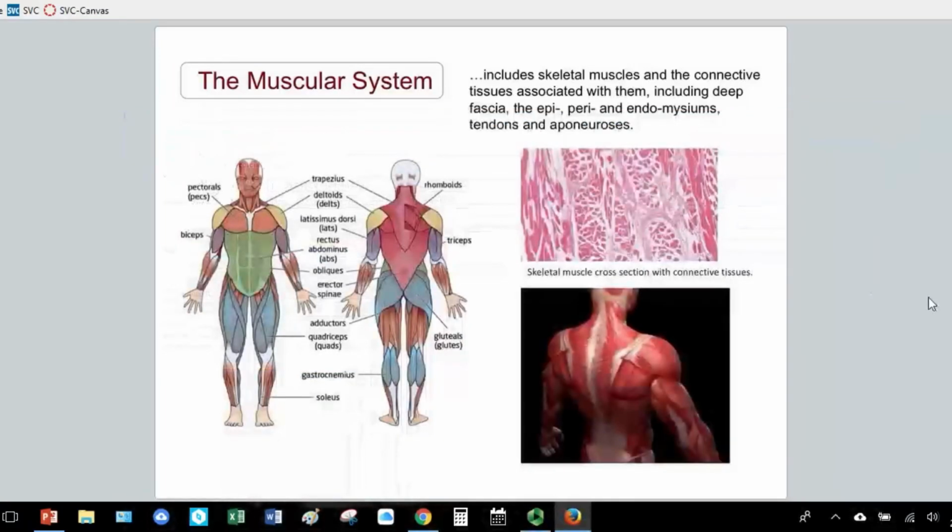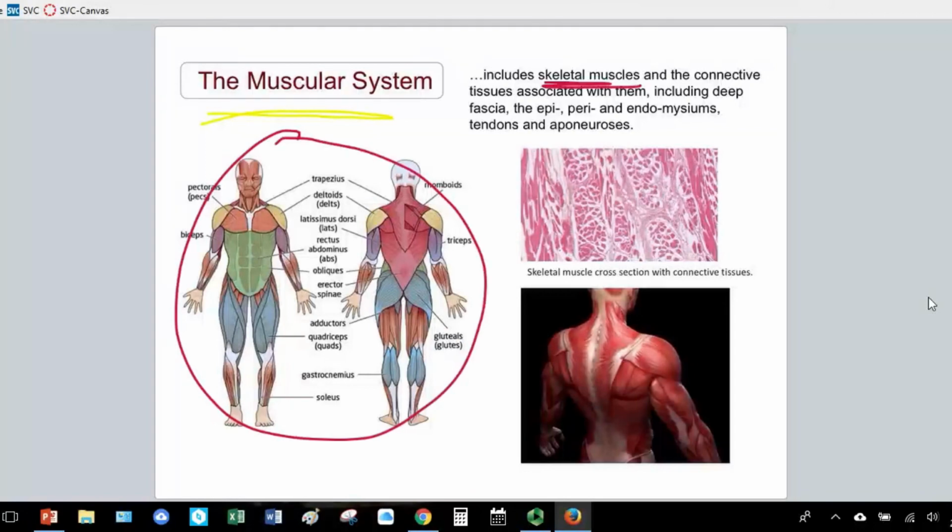All right, so let's start talking about the muscular system. And as you can imagine, the muscular system is composed of skeletal muscles. So these are all different types of skeletal muscles here, and we'll be talking about a lot of these. Skeletal muscles are part of the muscular system, but in addition to that, there are a lot of connective tissues that are also part of it. These include things like the deep fascia, okay?